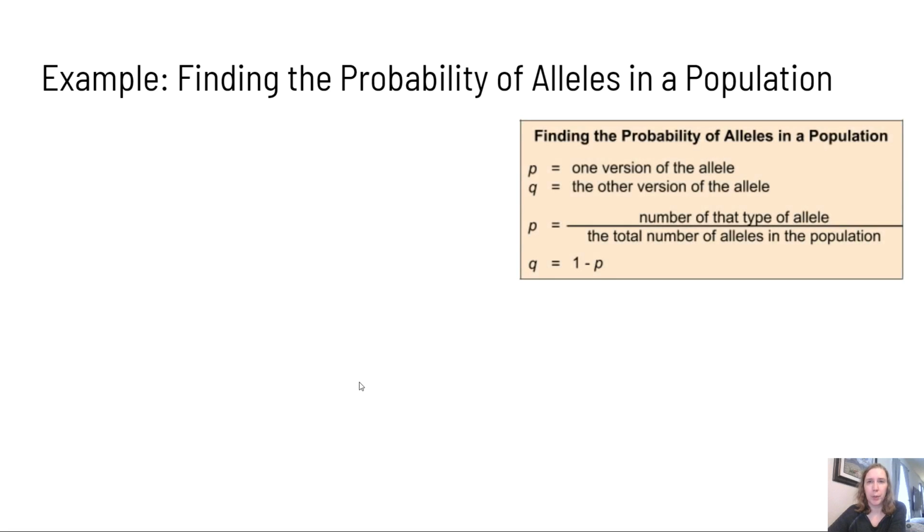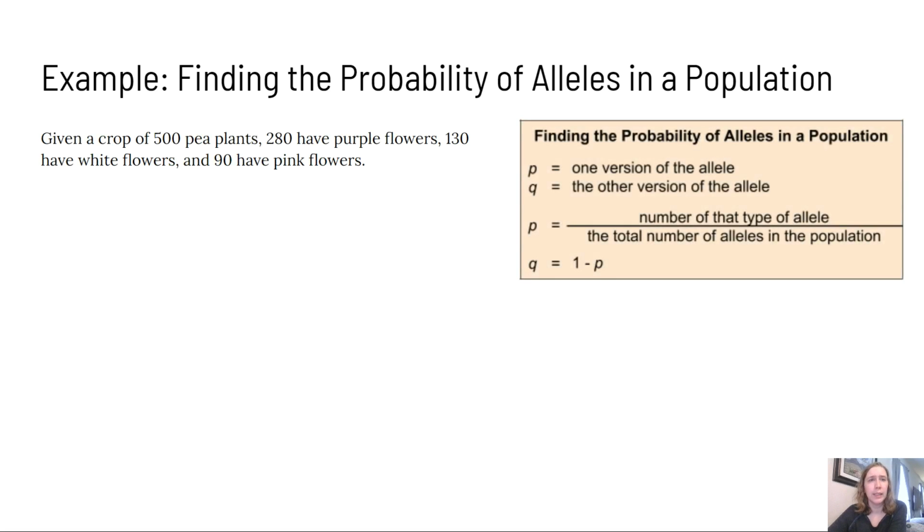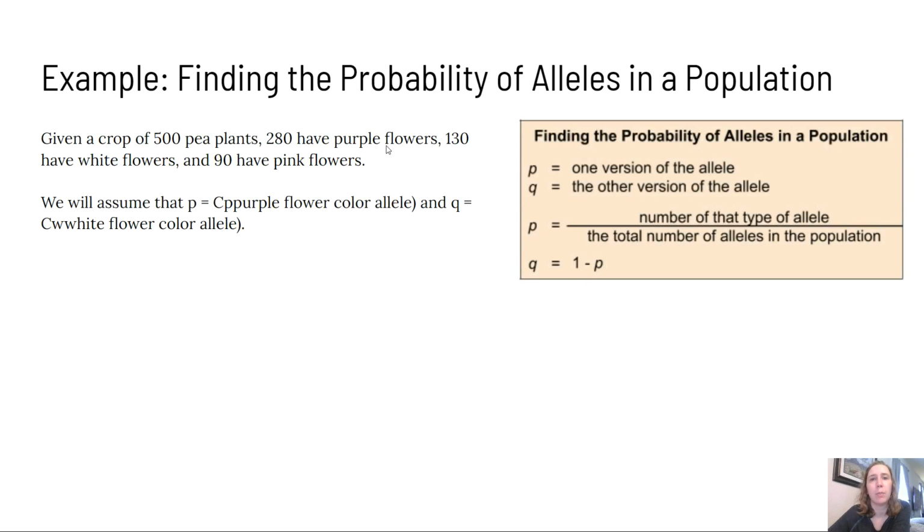So we're going to go through an example of finding the probability of an allele in a population. Given a crop of 500 pea plants, 280 have purple flowers, 130 have white flowers, and 90 have pink flowers. So we can find the probability of alleles in a population using an equation. Okay, so P would be one version of the allele, Q is the other version of the allele, and then P would equal the number of that type of allele divided by the total number of alleles in the population, and then we'd use this equation and subtract P from 1.